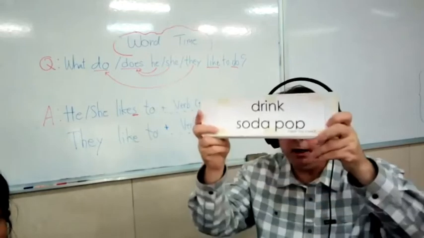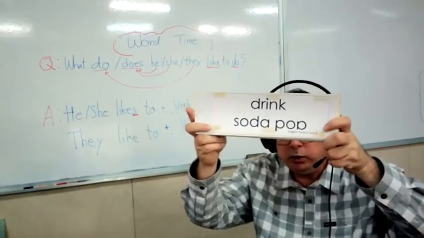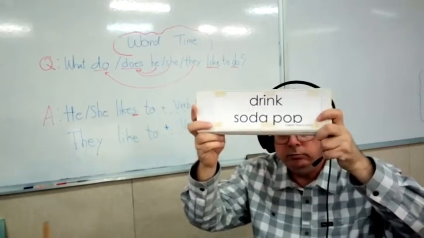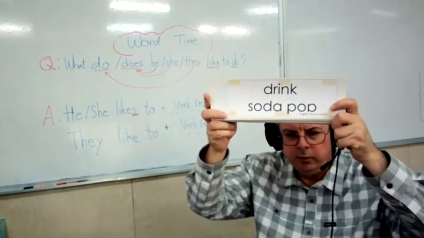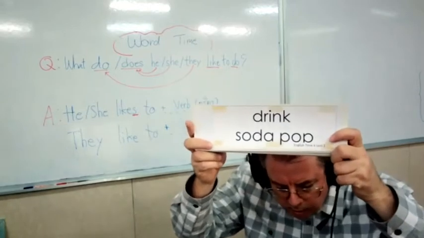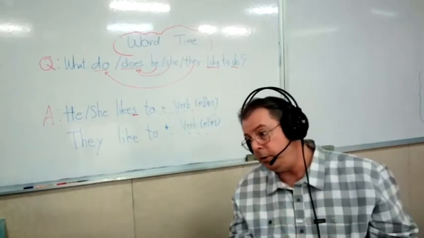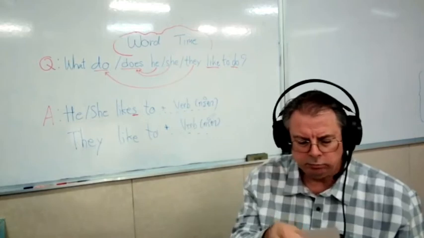What do you like to drink? Or what do you want to? Full sentence, please. Go ahead. I like to drink soda pop. Good. He likes to drink soda pop too. Clear? Yeah. Okay. Next.